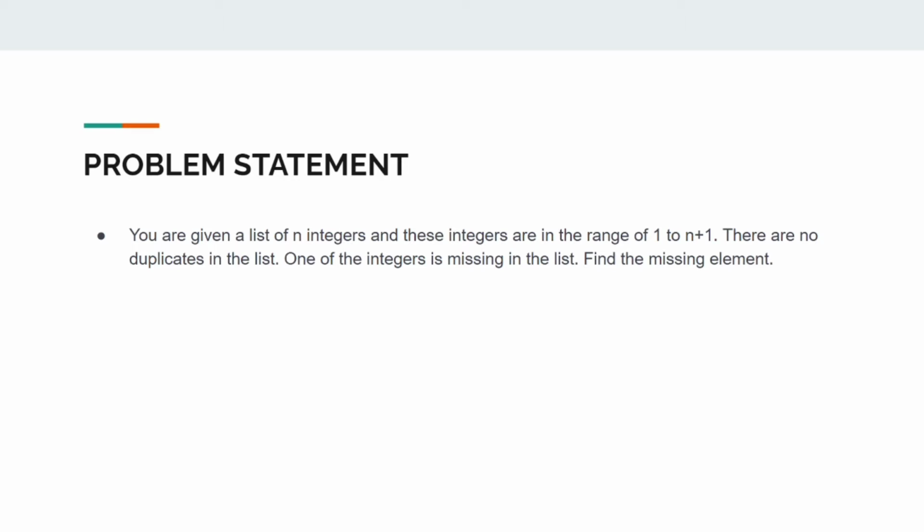Now there are no duplicates in the list. One of the integers is missing in the list. So that is obvious because if the range is from 1 to n plus 1 and there are only n integers, then there is always an integer that is missing in the array. Now our question says that we need to find that missing element.